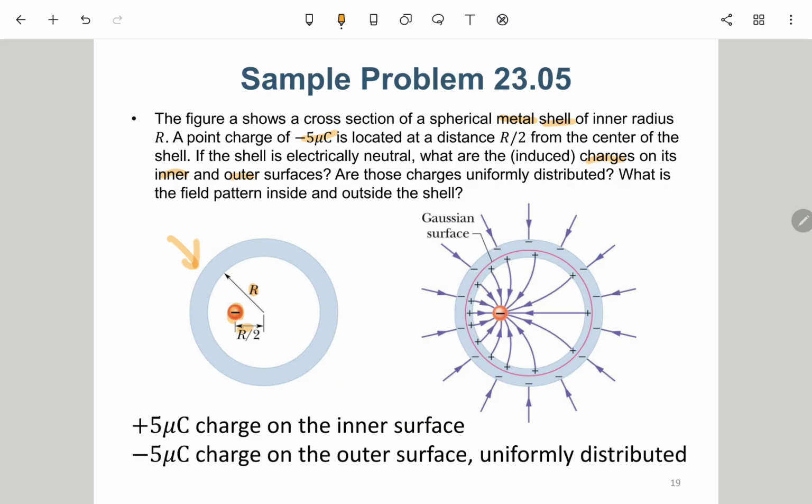It actually tells you that the shell itself is electrically neutral, which means the total charge on the shell should be 0. But it can have some induced charge, because this is a conductor. Are those charges uniformly distributed? What is the field pattern inside and outside the shell?